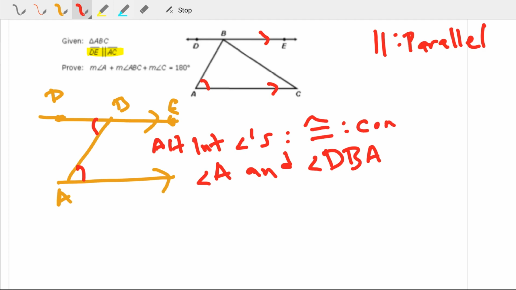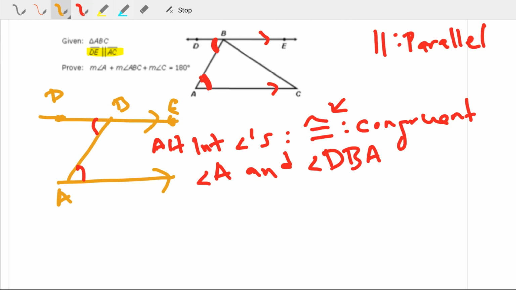Well, they are congruent, right? If you don't understand this notation right there, it means they're congruent to each other. So what that means is that this angle is the same measurement as this one. I'm going to color code them, okay? So that angle is the same as that one.